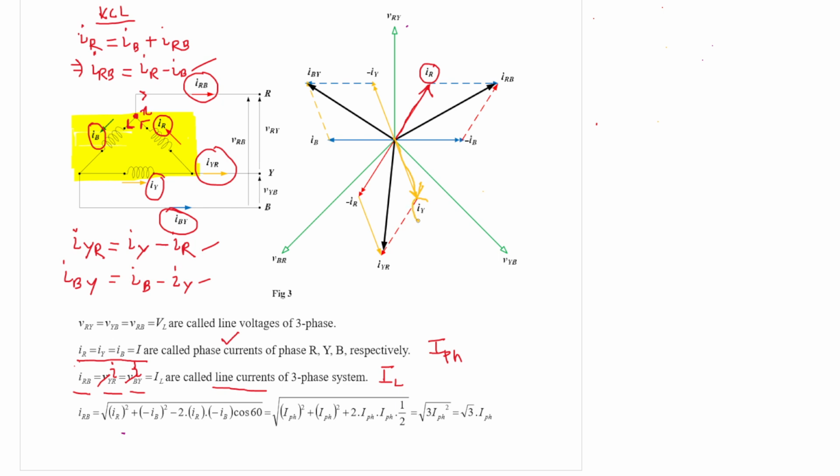This is 120 degree lagging. This angle is 120 degree. And finally we have the IB phasor. It is directed along this direction. This is IB. So these three phasors are separated by an angle of 120 degree.